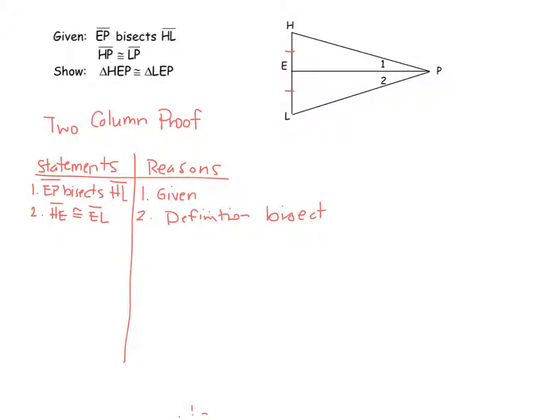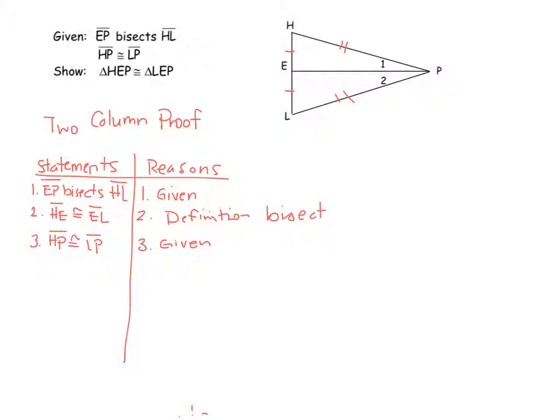So I have one piece of information so far on my diagram. Now I will take my next given. My next given is HP is congruent to LP, and I will mark that on the diagram. I'm going to mark that with 2 marks. That is something I know directly. I'm going to put that right in as a statement, HP is congruent to LP. And then I'm going to put as my reason that it is given.